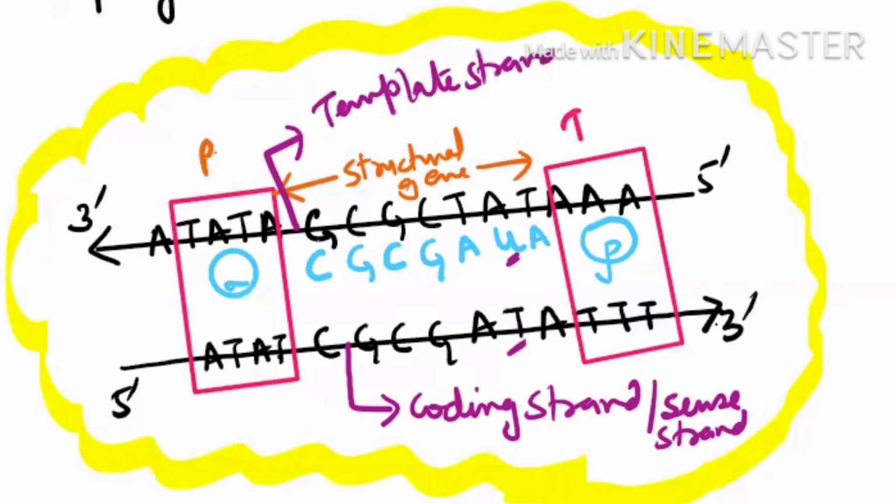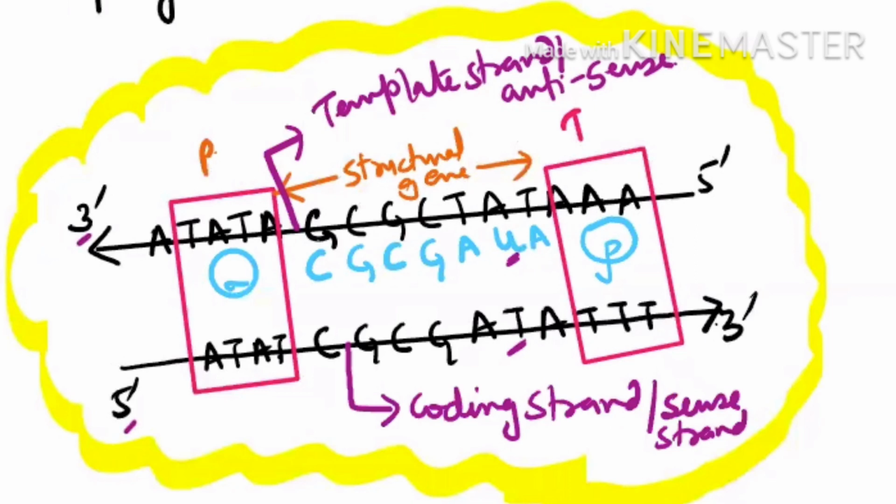And the template strand is also known as the anti-sense strand. Now from this diagram, we can solve all the questions if they ask. If you see here, the promoter is present at the 3' end of the template, or you can say it is present at the 5' end of the coding strand. I hope this diagram is helping you to solve the questions with respect to directions.